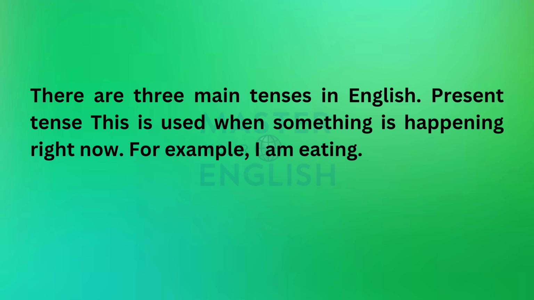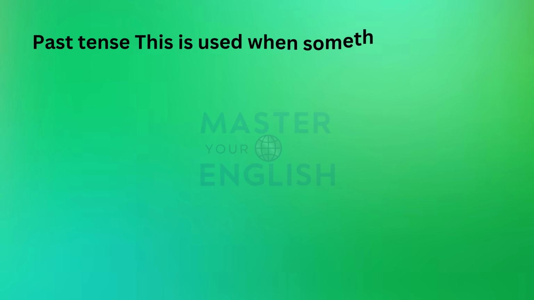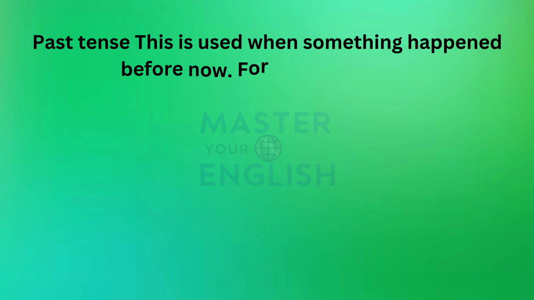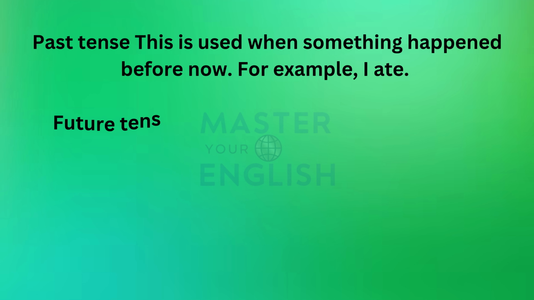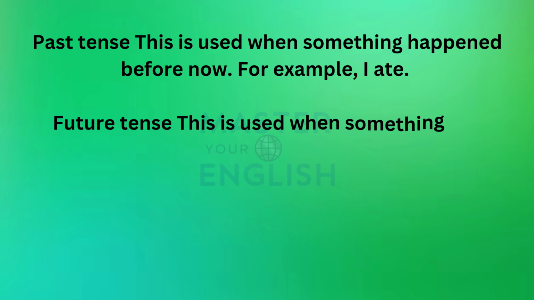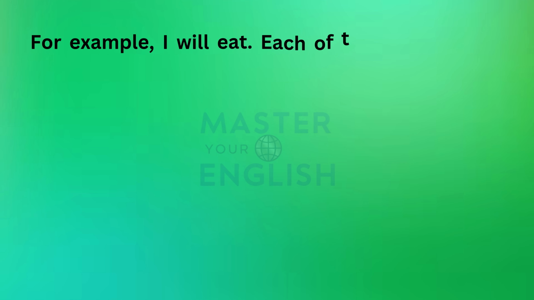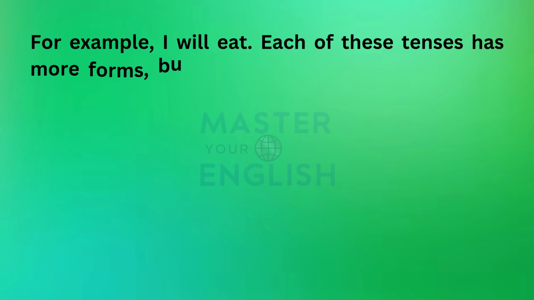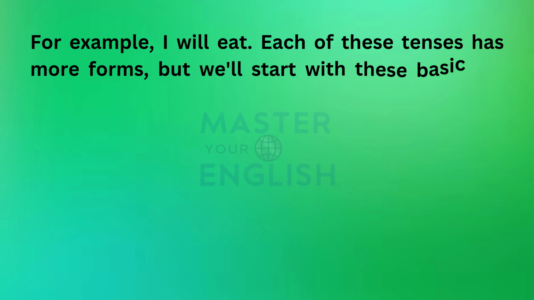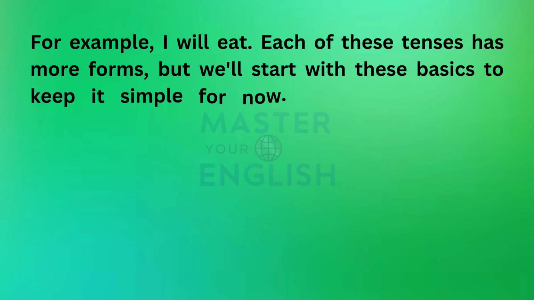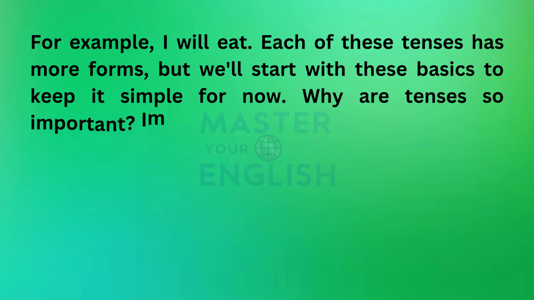For example, I am eating. Past tense. This is used when something happened before now. For example, I ate. Future tense. This is used when something will happen later. For example, I will eat. Each of these tenses has more forms, but we'll start with these basics to keep it simple for now.